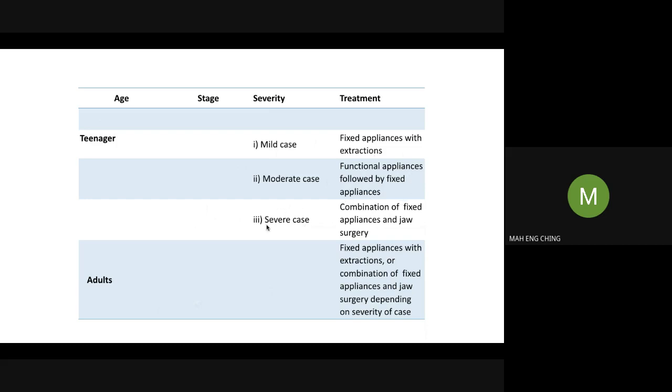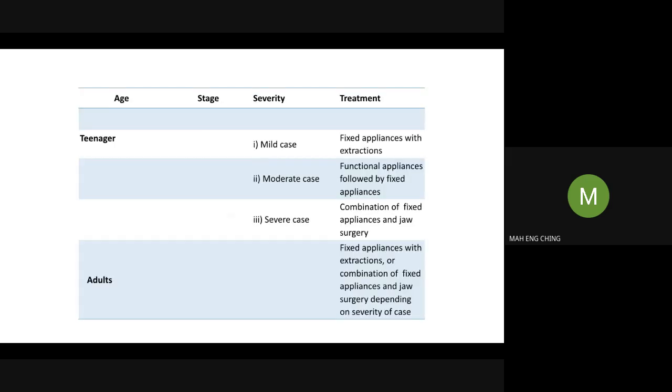But when it comes to a severe case, same thing: maybe we use a combination of fixed appliance and jaw surgery. But for adults, because they are not growing anymore, functional appliance is not an option. So we jump straight to fixed appliance with extractions, or sometimes a combination of fixed appliance and jaw surgery. Adults are not growing, so functional or jaw modification treatment is not there. They jump straight to the braces, and in the worst case, we go for surgery. Compared to teenagers, because they're still growing, we can do headgear, functional, or more jaw modification treatment.